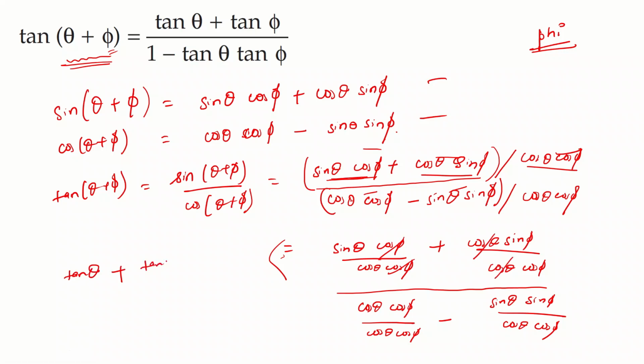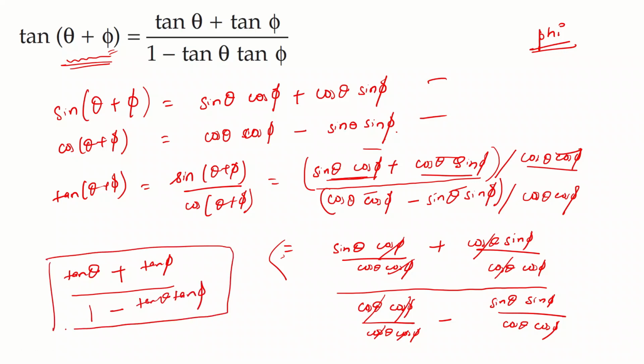phi gives us tan phi, divided by cos theta gets cancelled out, cos phi also gets cancelled out, so we are left with 1 minus sin theta by cos theta, which is tan theta, and sin phi by cos phi is tan phi, and this is what we were required to prove. So you have to actually remember these three formulas for sine, cos and tan.